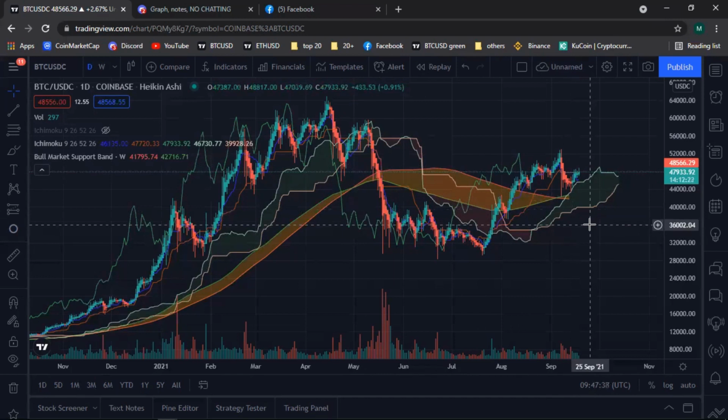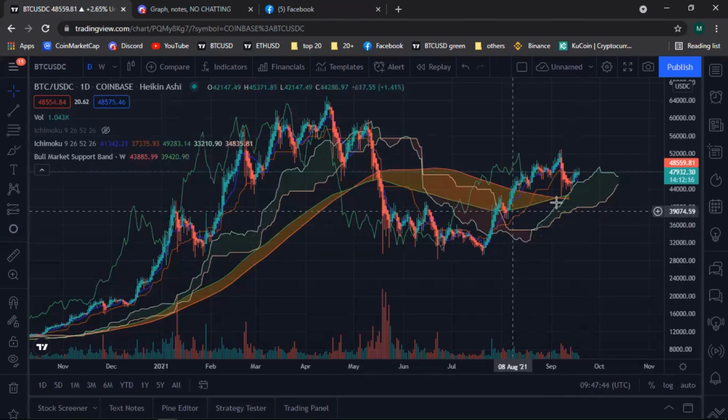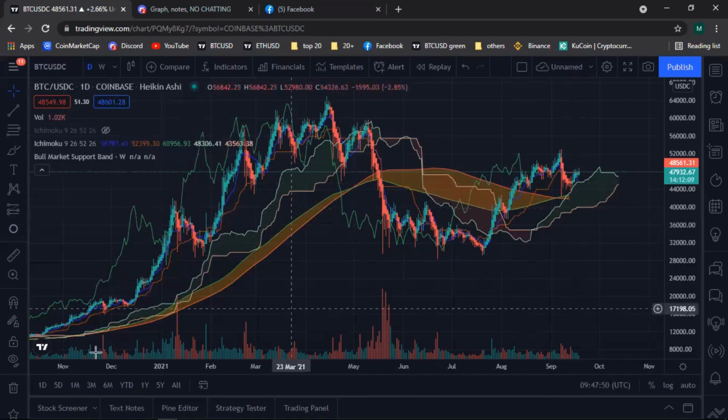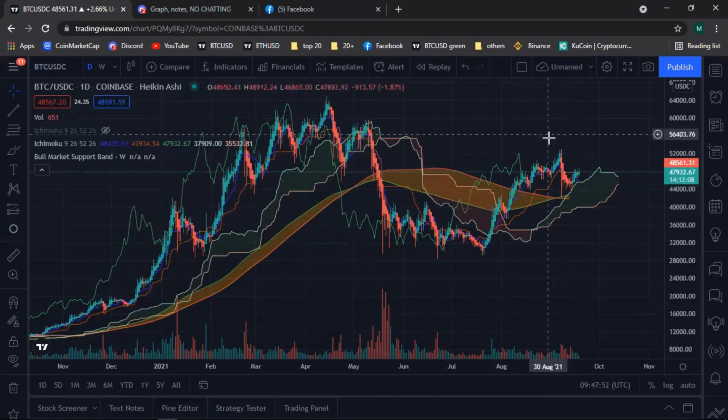And lots of people will be talking about it. Oh, the dead cross is back. Guys, it does not matter. Yes, we need these things, but when you have them near each other, it's just telling us we're going sideways. We went up, we went down, we went up, we went down.